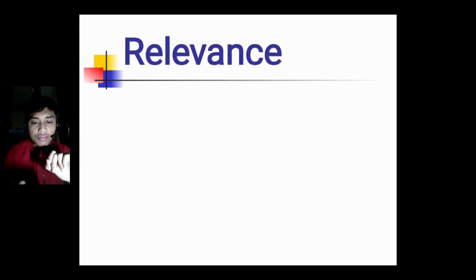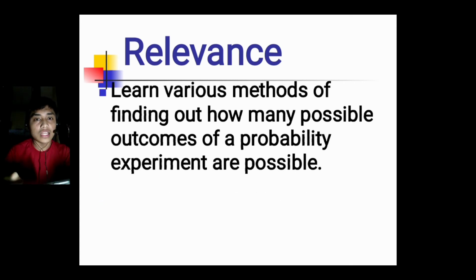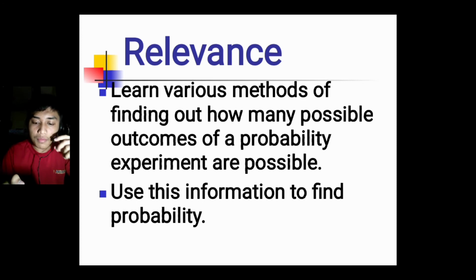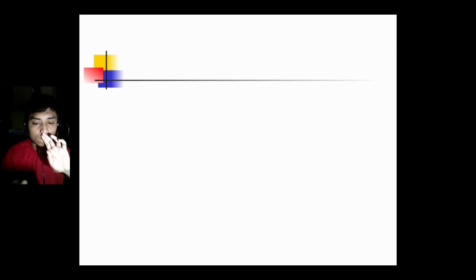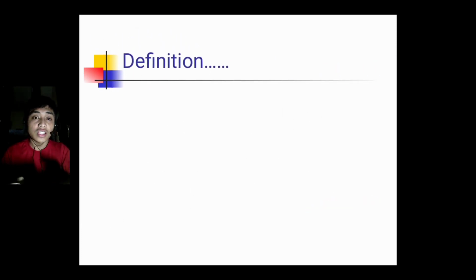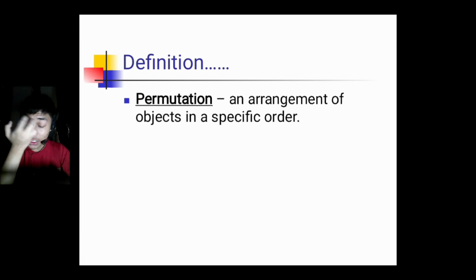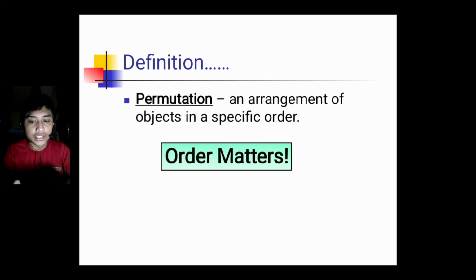Now, what is the relevance of our lesson on permutation? We learn various methods of finding out how many outcomes of a probability experiment are possible, and then use this information to find the probability. The probability I will discuss in my incoming video. Now, the definition: a permutation is an arrangement of objects in a specific order. That is, order matters.